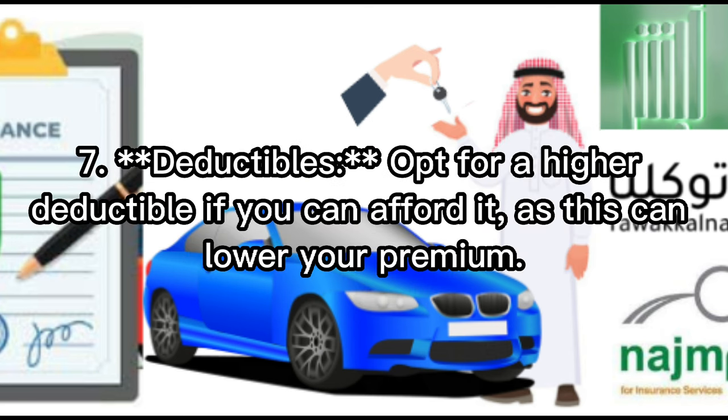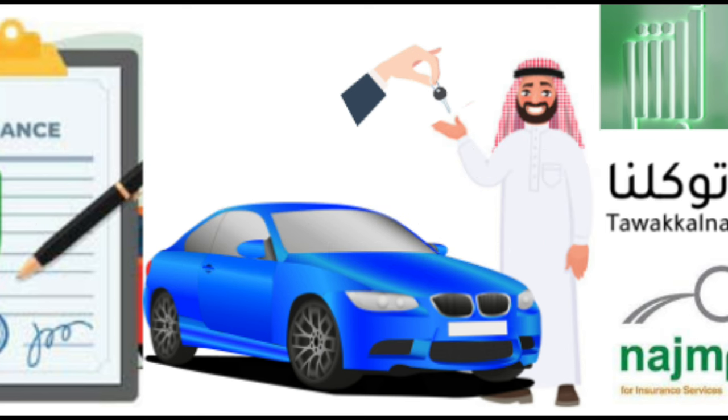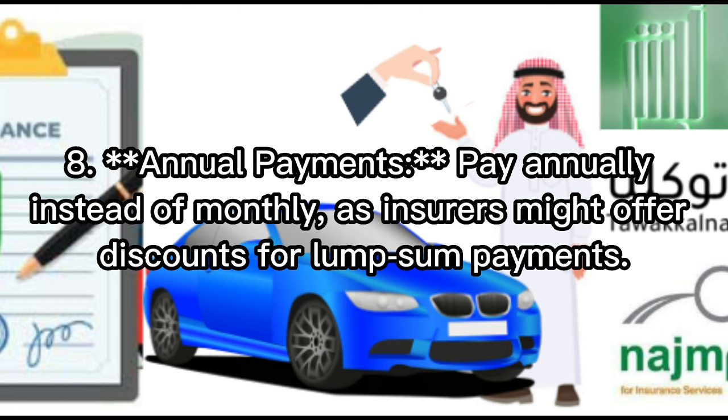Seven, deductibles. Opt for a higher deductible if you can afford it, as this can lower your premium. Eight, annual payments. Pay annually instead of monthly, as insurers might offer discounts for lump sum payments.